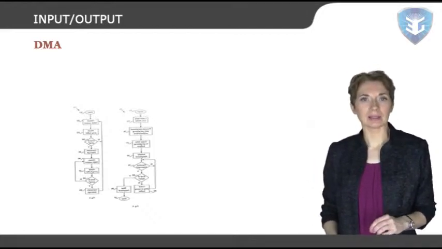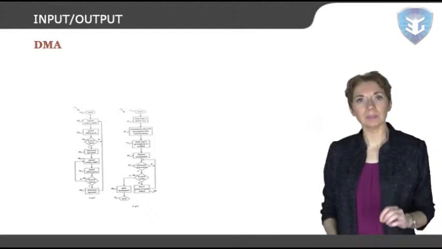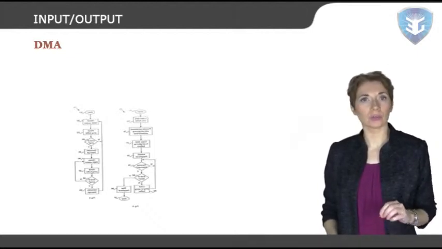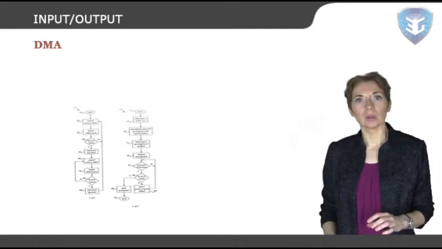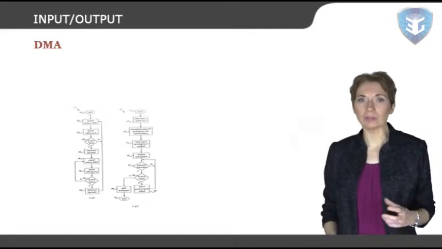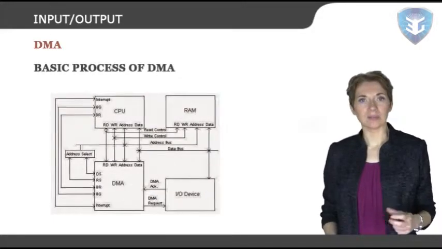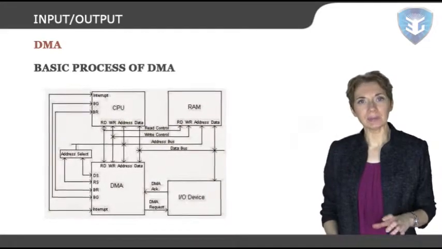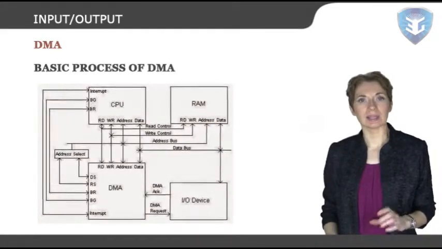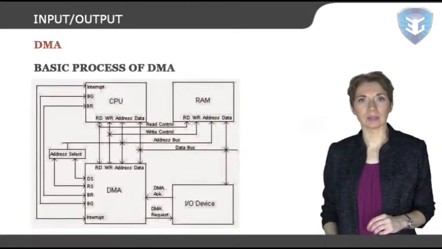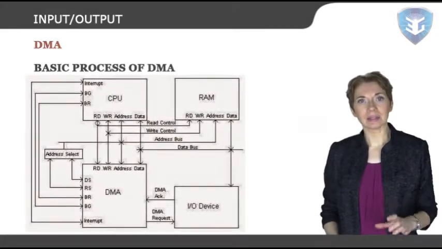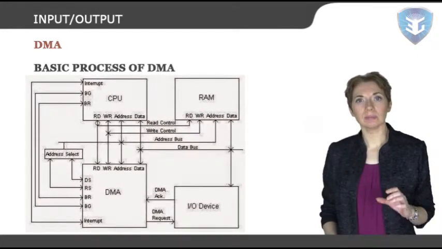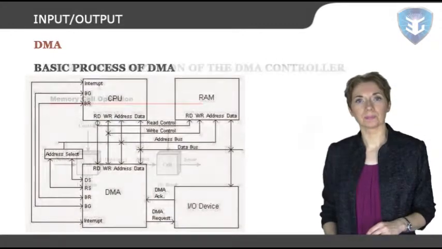Direct Memory Access, or DMA, means the CPU grants an I/O module authority to read from or write to memory without its involvement. Basic process of DMA: a DMA controller can generate memory addresses and initiate memory read or write cycles. It contains several processor registers that can be written and read by the CPU.